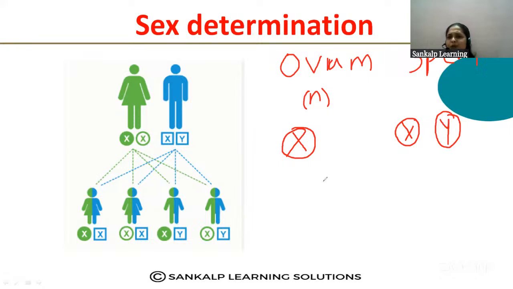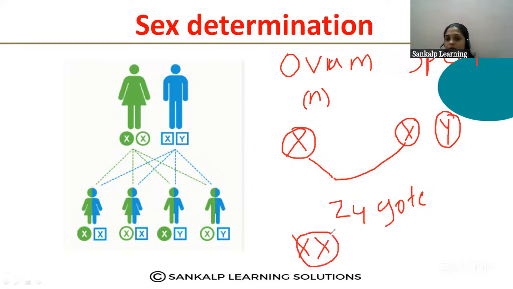During fertilization, what happens? The ovum fuses with the sperm and forms the zygote. See here, this is the ovum, and this ovum fuses with the sperm that contains the X chromosome, so the zygote contains the XX chromosome. If the zygote contains XX chromosome, will the baby develop into male or female?